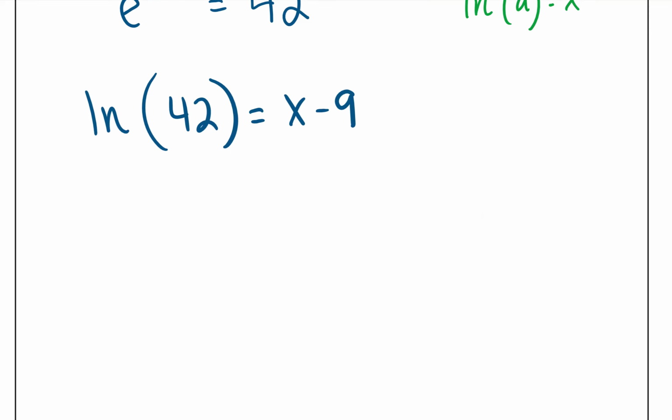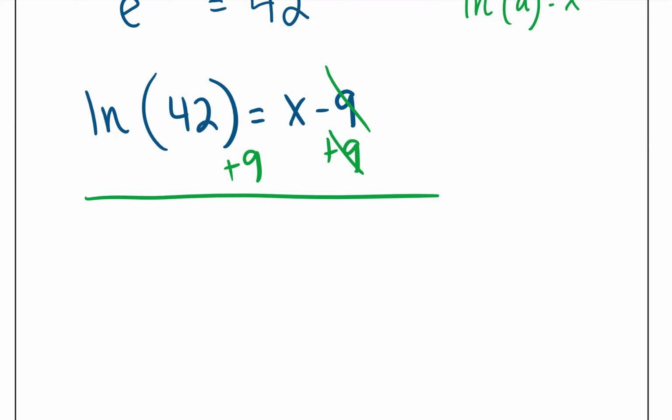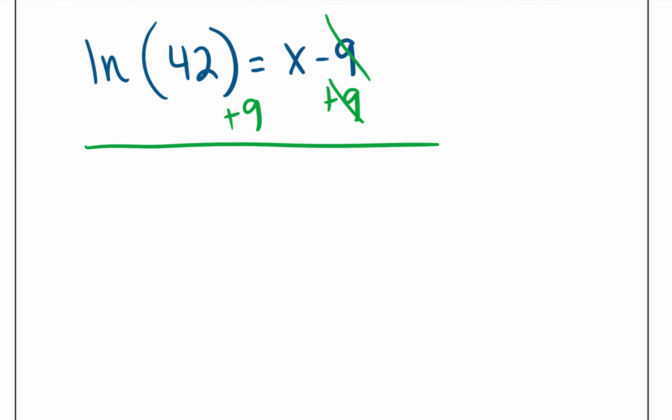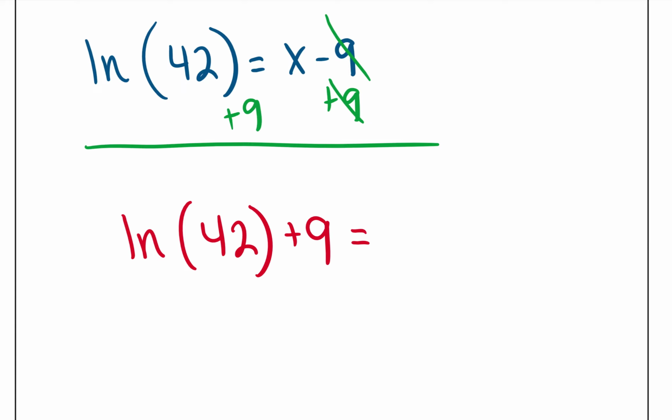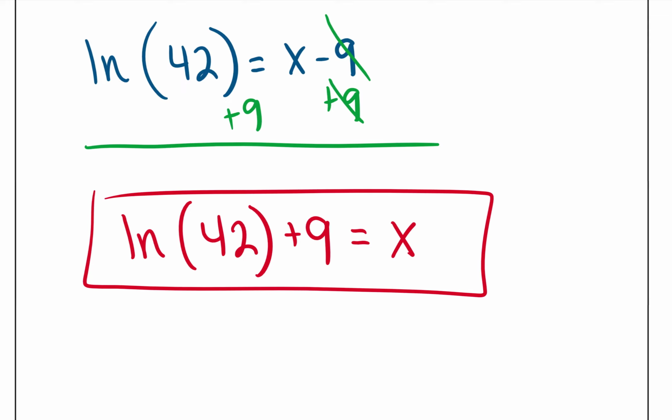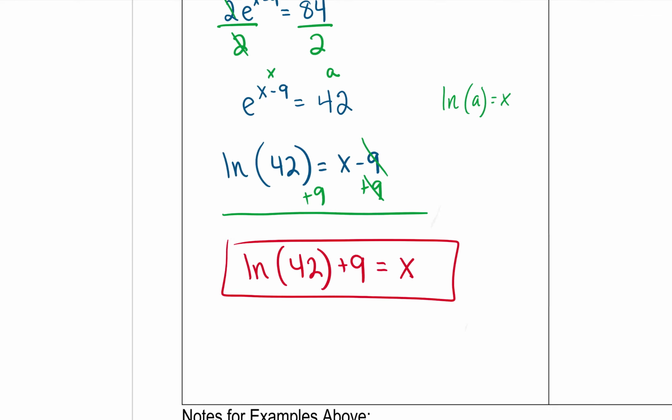Now I just solve for x by adding 9 to both sides. And just like before, I cannot change the number in parentheses. Therefore, I would have natural log 42 plus 9 equals x. And that's it for that one.